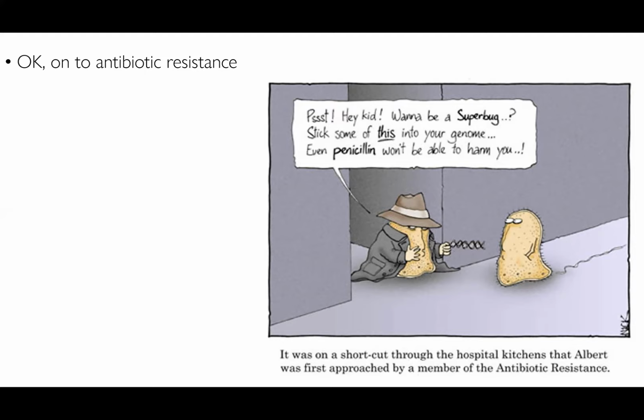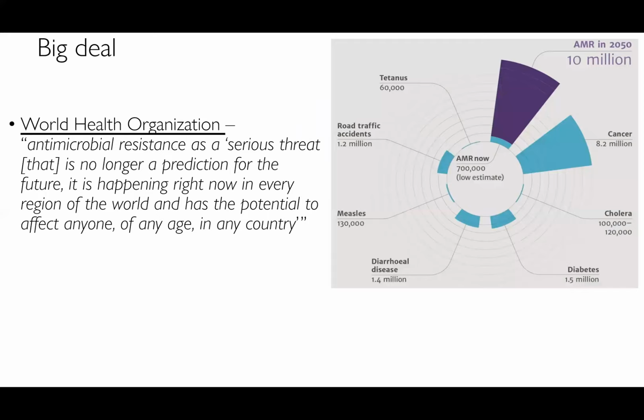But as many of you may have heard, antibiotic resistance is a huge, huge problem right now. And so the World Health Organization last year said, antimicrobial resistance is a serious threat that is no longer a prediction for the future. It's happening right now in every region of the world, and has the potential to affect anyone of any age in any country.